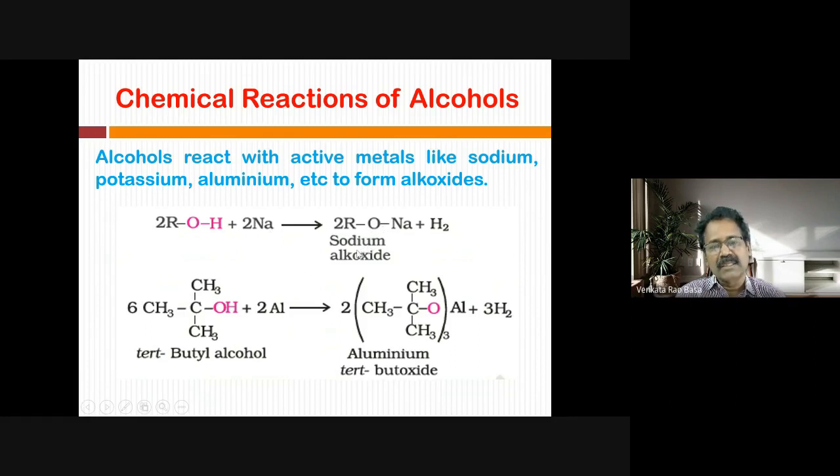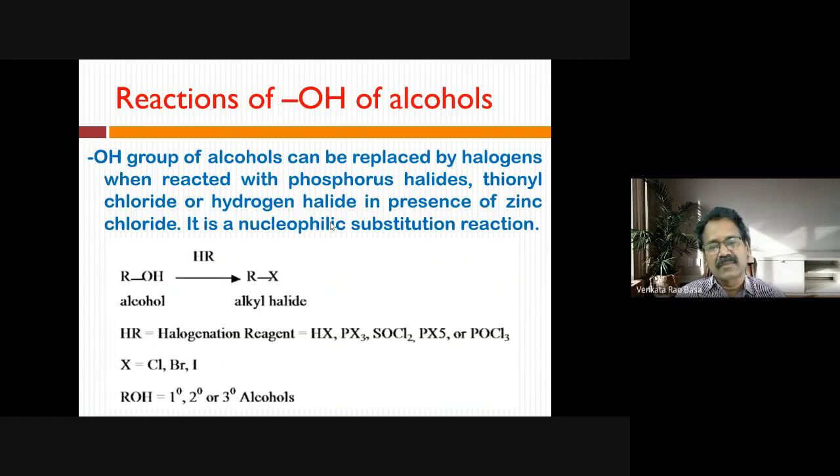For example, CH3CH2OH reacts with sodium metal to give sodium ethoxide. Of course, hydrogen gas will be liberated in this reaction. Do remember that point. If it is tertiary butyl alcohol, aluminium tertiary butoxide will be formed. This is the general formula. If you write this reaction, that may be sufficient as far as chemical reactions of alcohols are concerned.